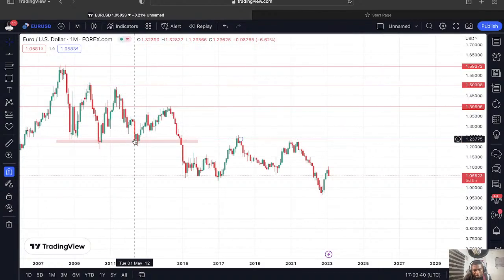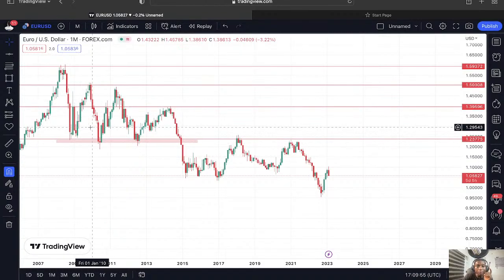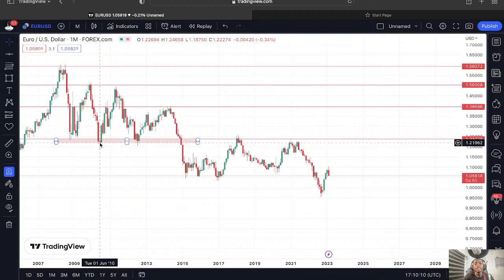Then price found its way down, and buyers are still active at that level, but less active than they were at the previous level. Now that brings me to the statement I want to make here: the more price touches a particular level, the weaker the level becomes. The more price touches a particular level, the weaker the level becomes.